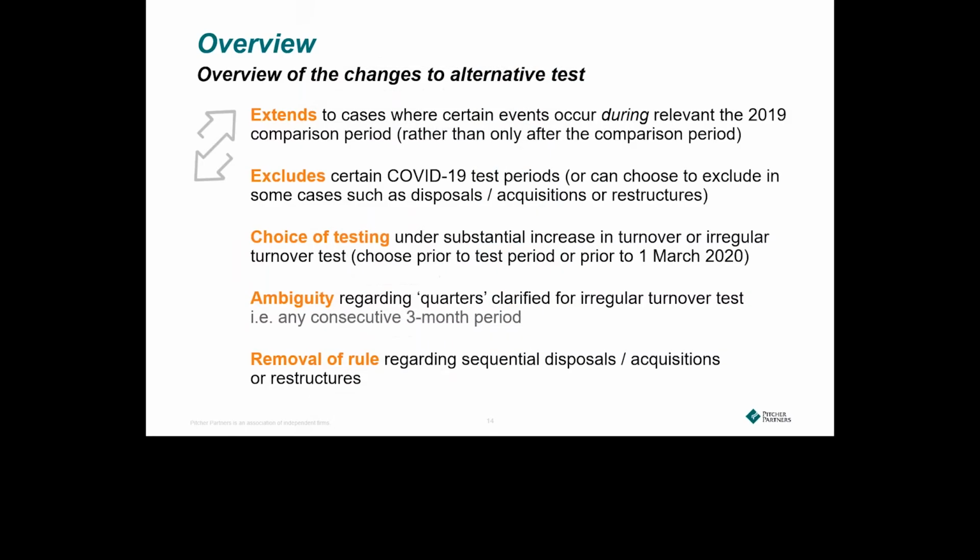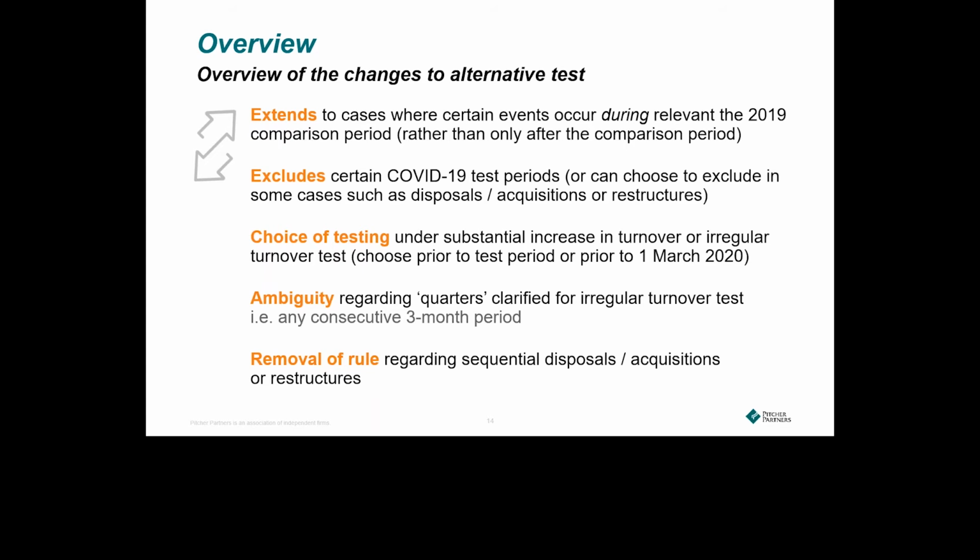So what are some of the main changes that have happened? Essentially, there's been 5 main things that the ATO have changed, and we're going to go through each of the tests in detail to demonstrate what those are and how they can be beneficial.